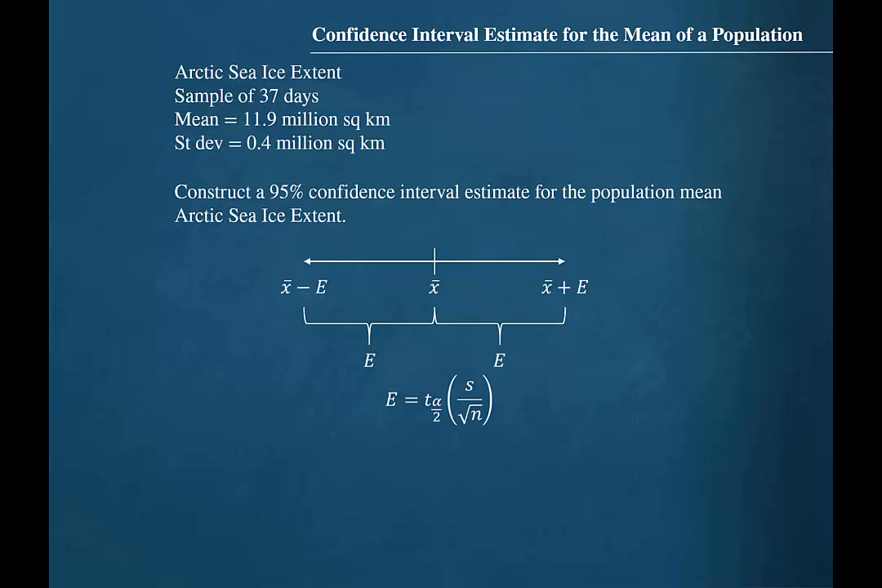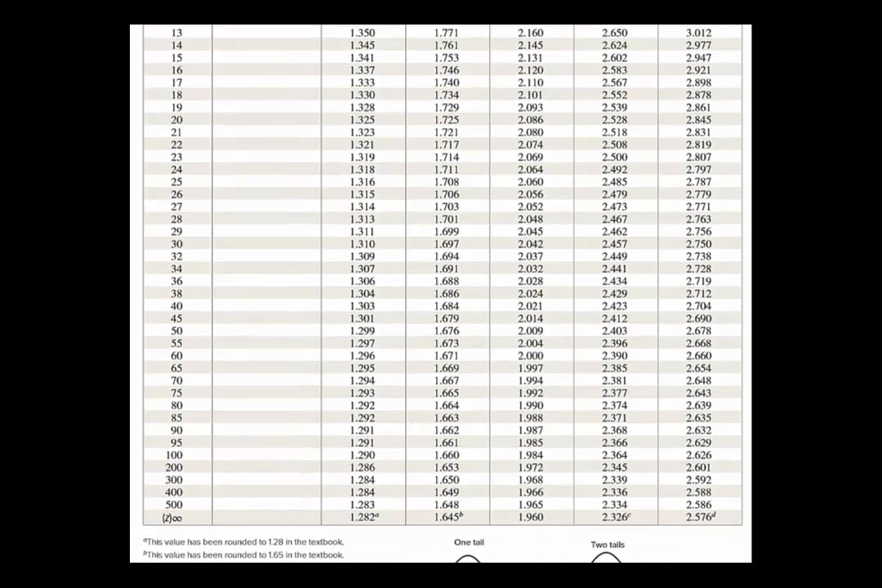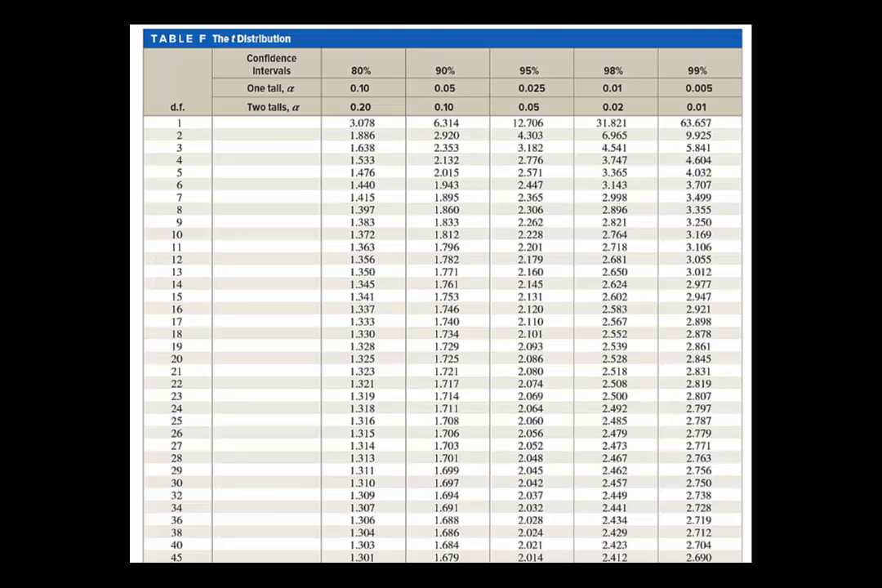Recall that the calculation of the margin of error requires the use of a value from the t-distribution. Our confidence level is to be 95%. The number of degrees of freedom will be one less than the sample size, so 37 minus 1, or 36. So we will examine the table and look across the top row for our 95% confidence level. So this is the column that we will get our t-value from. Now we will drop down until we find 36 degrees of freedom and find out where that crosses with the 95% column, and we have a value of 2.028.